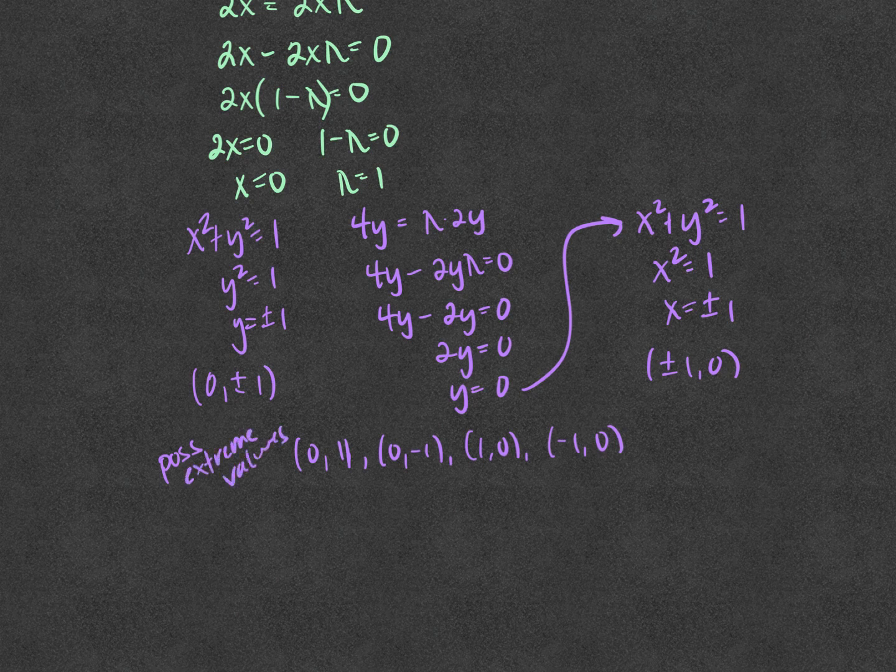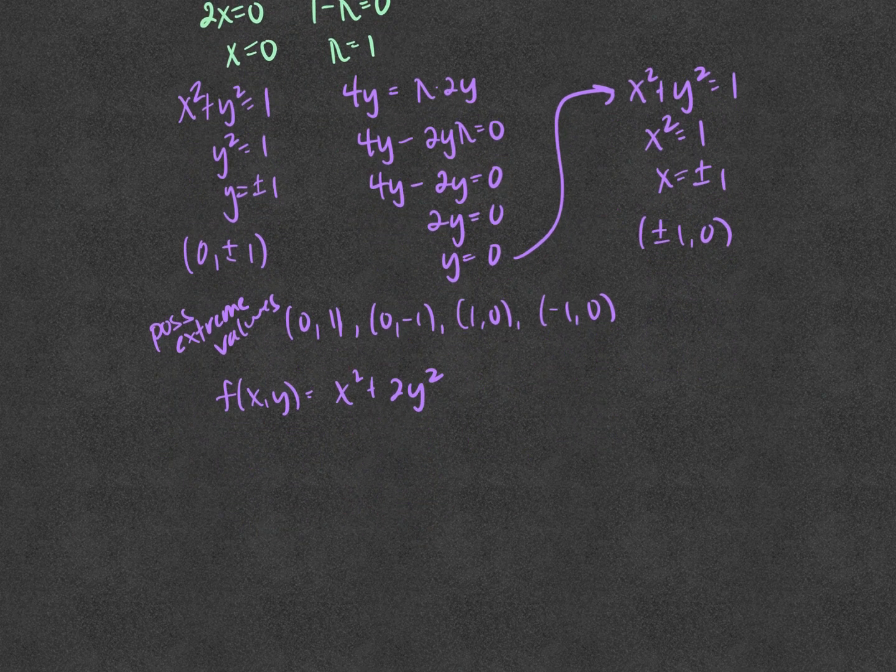In order to determine if they are extreme, we want to find f of x, y. So let's remember that f of x, y is equal to x squared plus 2y squared. So we're going to plug each of them in.